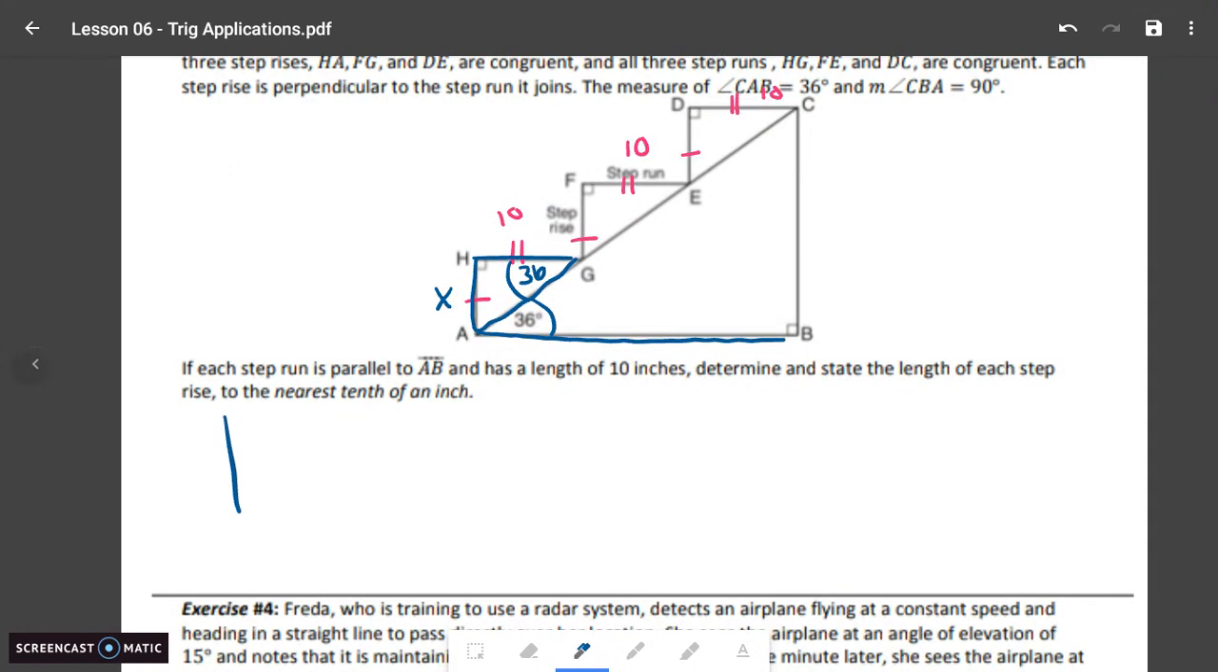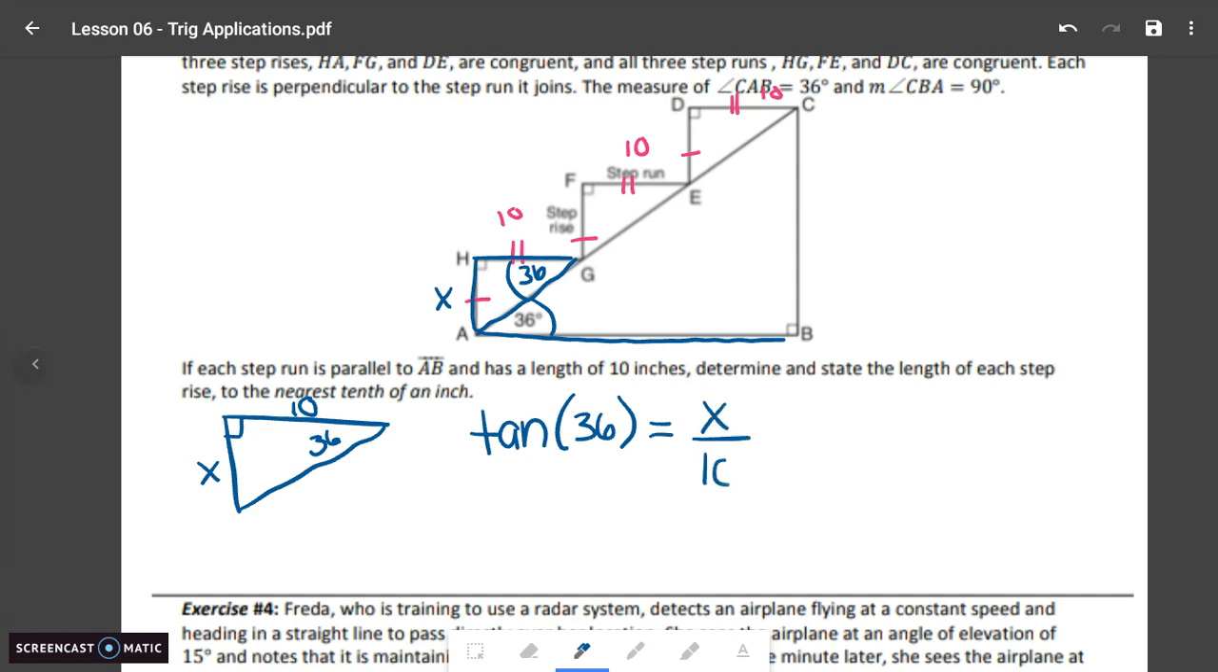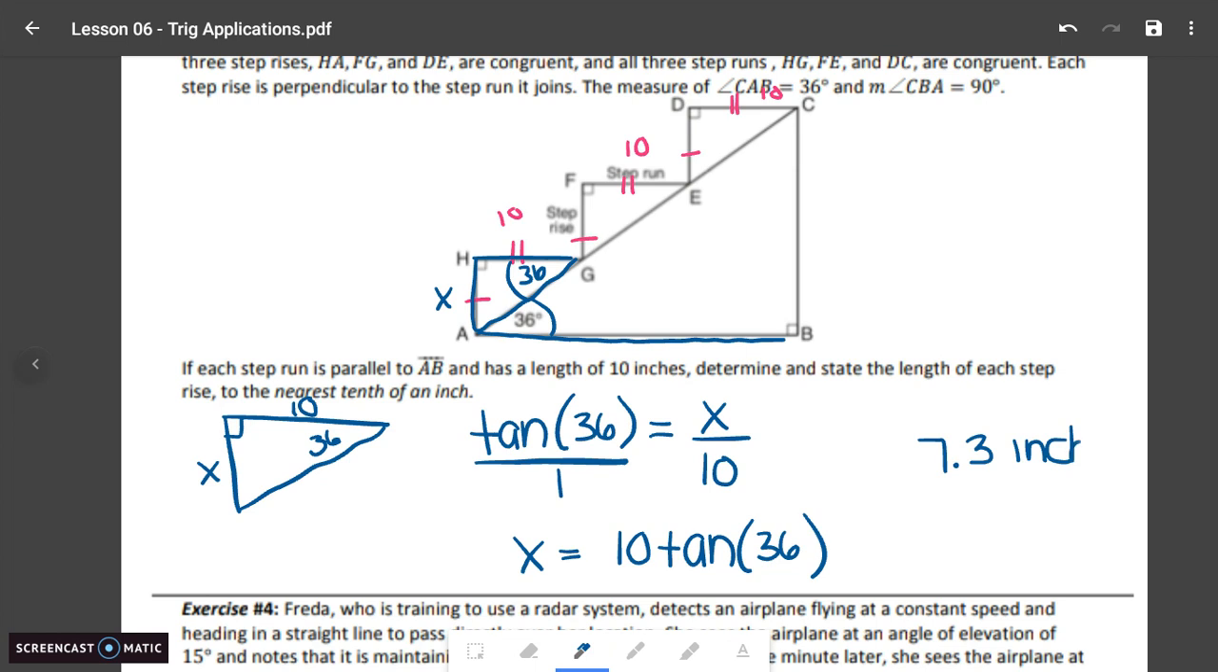So when I look at my right triangle now, I have a 10 here. I'm trying to find X. We have 36 inside. So, popular one today, tangent. Okay, so when we cross multiply, we're looking at 10 tangent of 36. We plug that into the calculator. And when I round to the nearest tenth, we're looking at 7.3 inches.